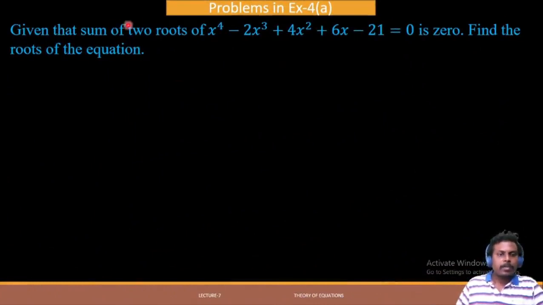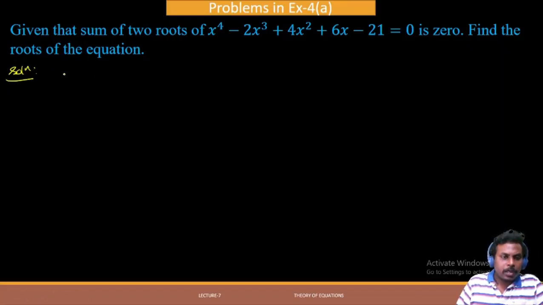Given that the sum of two roots of the equation x⁴ − 2x³ + 4x² + 6x − 21 = 0 is 0, find the roots of the equation. It is given that the sum of two roots of the equation is 0. Then you are asked to find the roots. Solution: let us solve this equation.